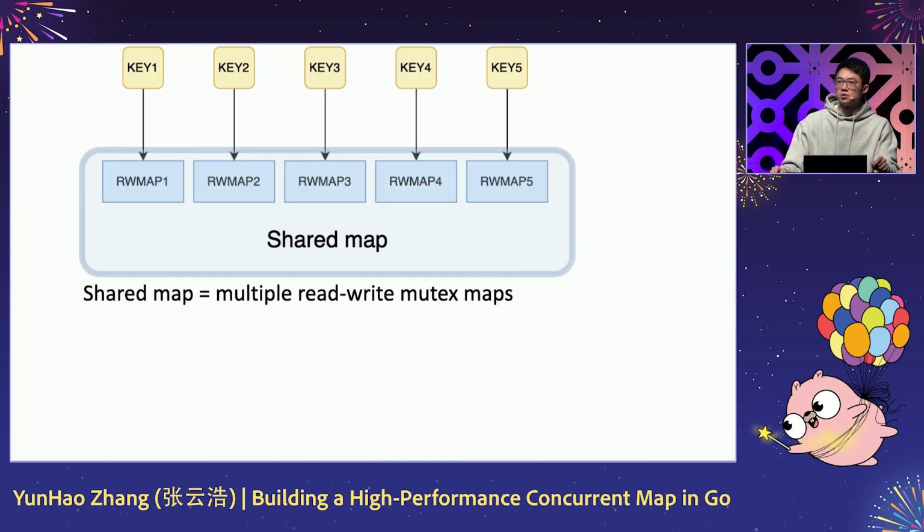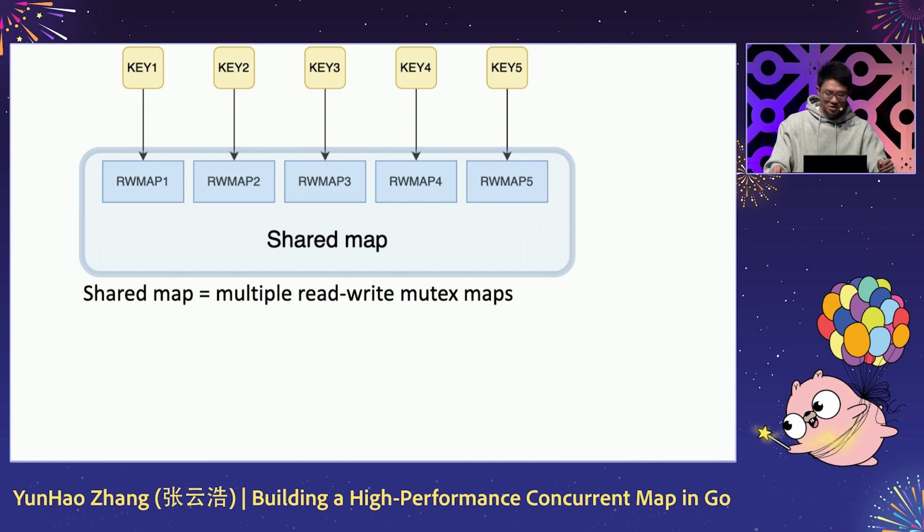So here is a workable solution to this problem. It is called shared map. The idea is that because the bucket is an internal data structure of the built-in map, we can't use it outside of the runtime. And the write operation will block the entire map. So why don't we just create a bunch of maps? Then we can use these maps to create the shared map. In this way, a write operation will only block one submap inside the shared map.